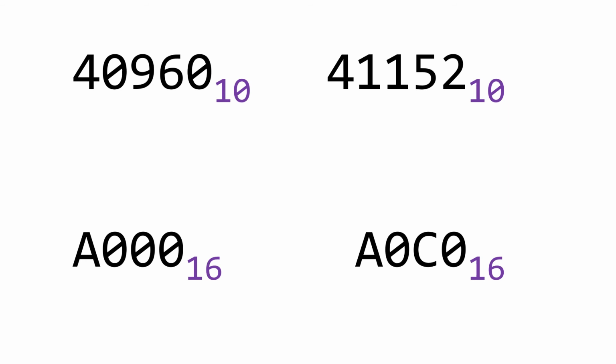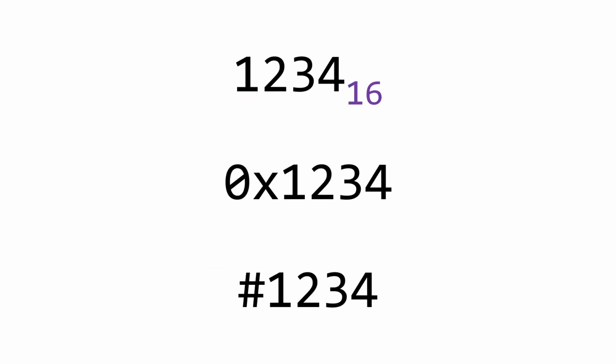In practice, it's not always feasible to use subscripts to indicate that a number like 1234 is in hex. And so there are 2 common conventions to indicate a number is in hex. Programmers often use the prefix 0x before the number, so it would become 0x1234. Web designers use the number sign or the hashtag prefix, so it would become hashtag 1234. This is easy to remember because a hashtag looks a bit like an H.